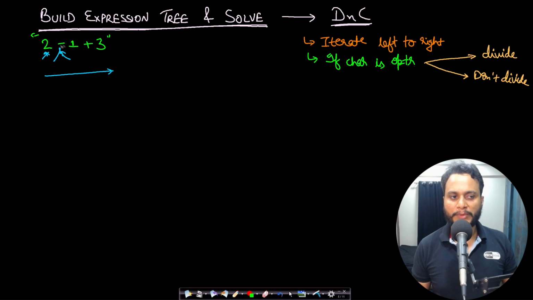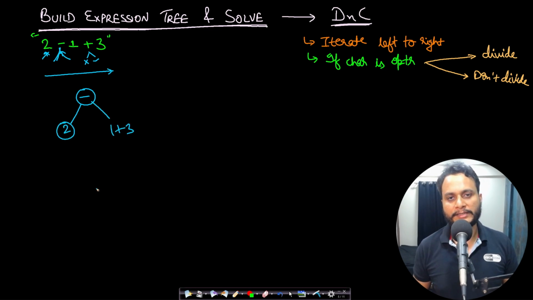At minus I will have two choices, at plus also I will have two choices, whether I divide at this point or I don't divide at this point. So it is optional. Let's try to follow that approach. When I iterate from left to right and decide that at minus I will divide this expression into two parts, I will have minus on top and 2 on the left hand side, and 1 plus 3 on the right hand side.